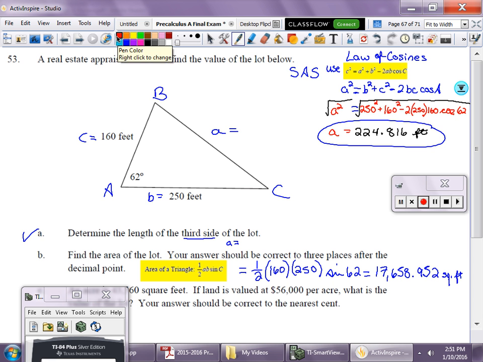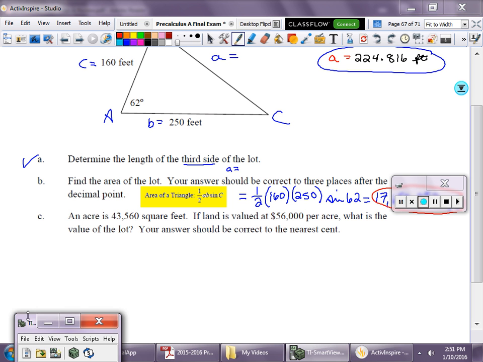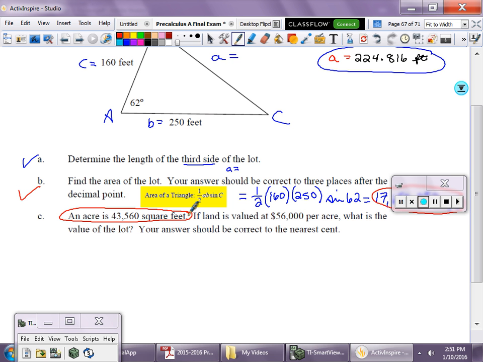All right, so now we are asked, oh boy, this looks kind of complicated. Let's look. An acre is 43,000 square feet. The first idea that they're giving us is an acre. I'm just writing that down. If the land is valued at 50, this is money. They're saying acre, money. What is the value of the lot?